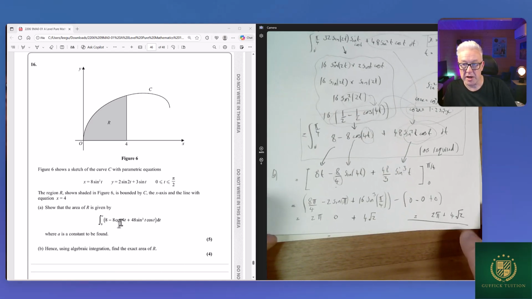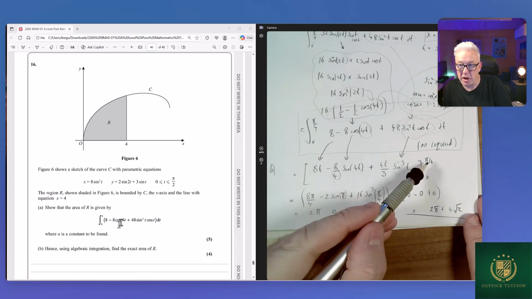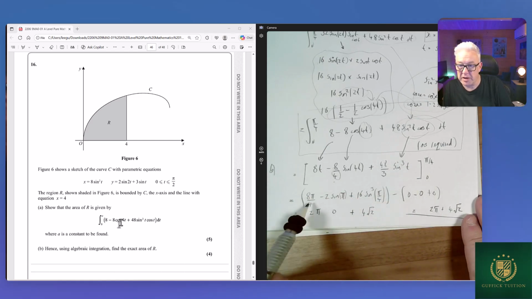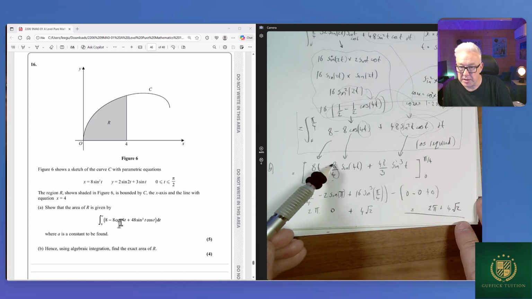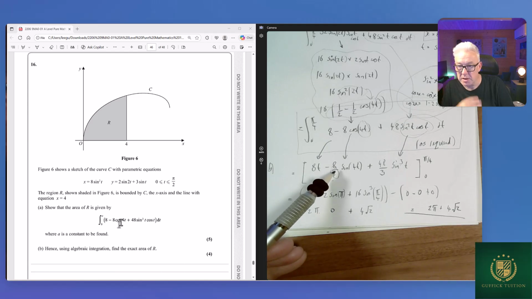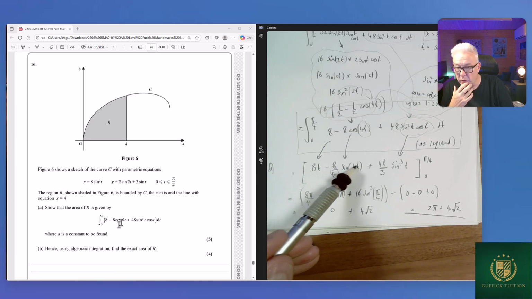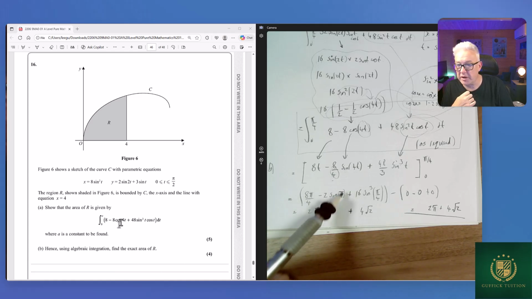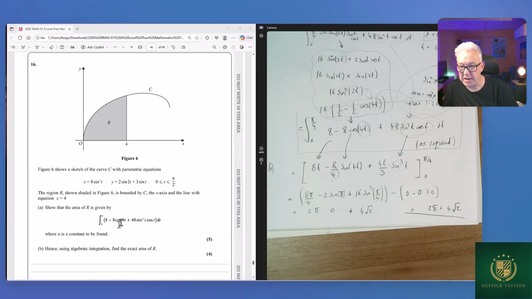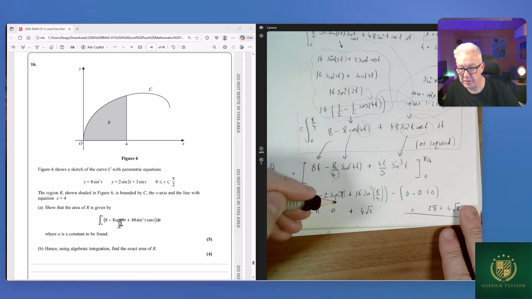So we've integrated that now, and we need to just put our limits in of pi over 4 and 0 and evaluate what we get. So we get 8 times pi over 4, which is 2 pi. Then we get 2 times sine of 4t. So that's sine of 4 times pi over 4, which is sine of pi. And sine of pi is 0. So that one becomes 0.